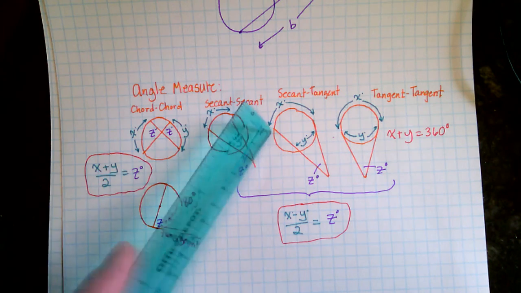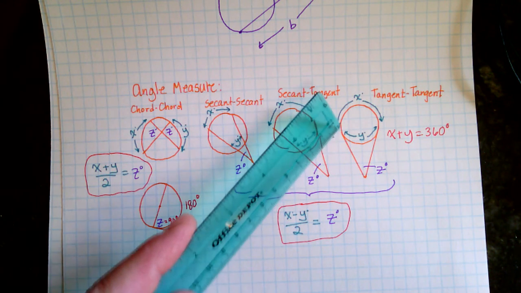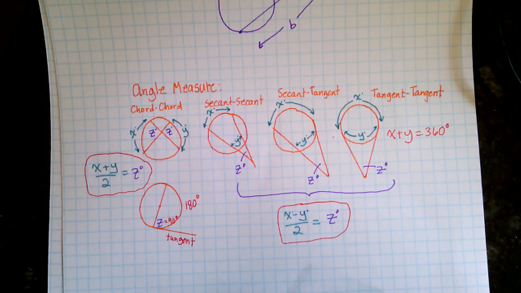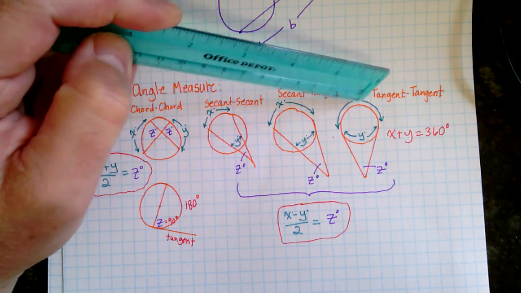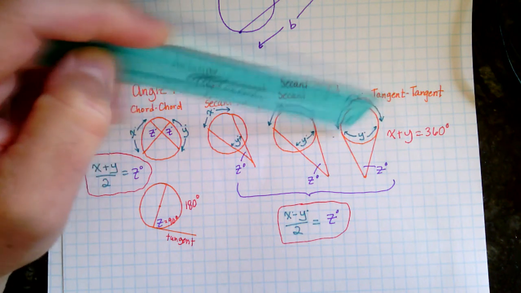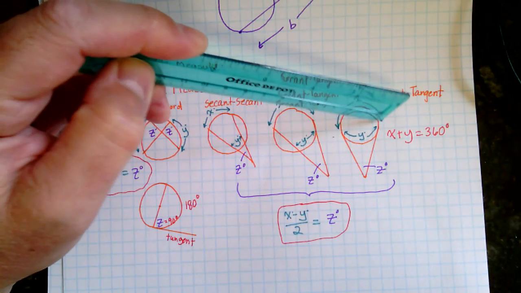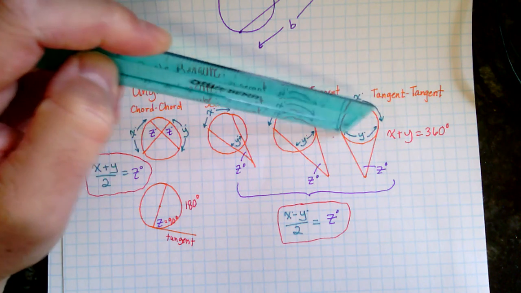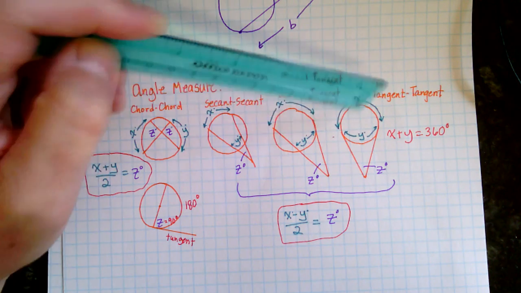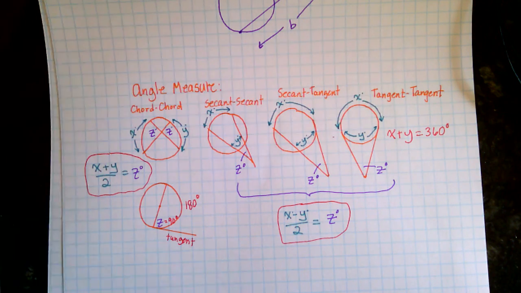Secant relationship, secant tangent relationship, and the ice cream cone, tangent. Something to note about the tangent relationship, x and y added together, since they only have a point of tangency, right? And they both terminate or land on the circle in one point. X plus Y would be the full circle, so 360 degrees.